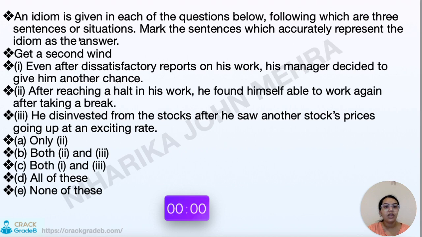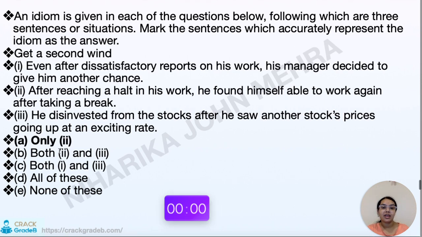So an idiom is given, that is 'get a second wind'. And you need to mark the sentence that accurately represents it. So if you know the meaning of the idiom, then you are going to be able to answer such a question in the exam, on the basis of whether you know the meaning or not. So, get a second wind. The answer here is only the second one.